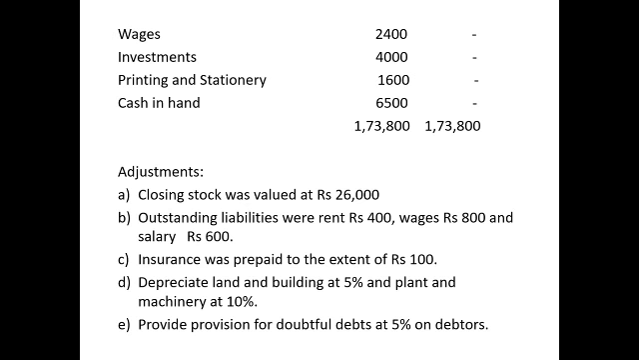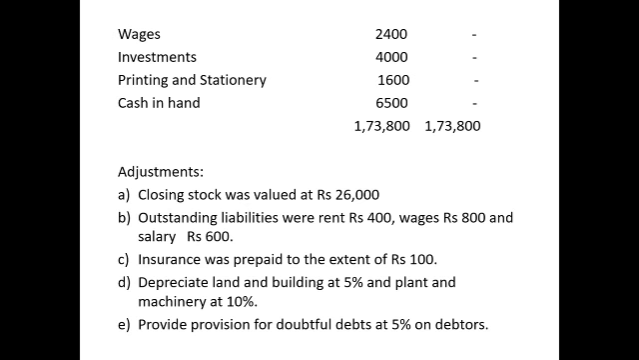So the following adjustments are given. Adjustment always has a two-sided effect. Closing stock usually comes in the final accounts problem. Once it comes on the credit side of the trading account, and the second time we have to consider it as an asset. Next, outstanding liabilities or outstanding expenses.